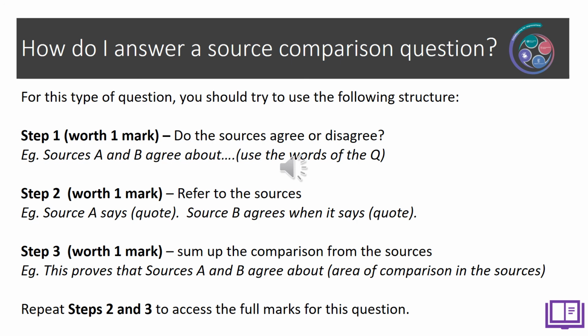It doesn't matter which order that you do steps 2 and 3 in. You might find that in your school, your teachers asked you to sum up the area of comparison before you give the quotes, and that's absolutely fine. You would still be given the mark for that. For the rest of your answer, because this is still worth 4 marks, then you repeat steps 2 and 3, and that would allow you to access the full marks for this question.